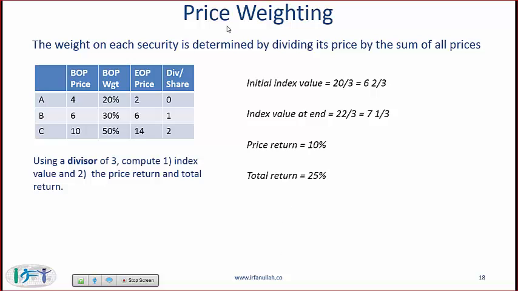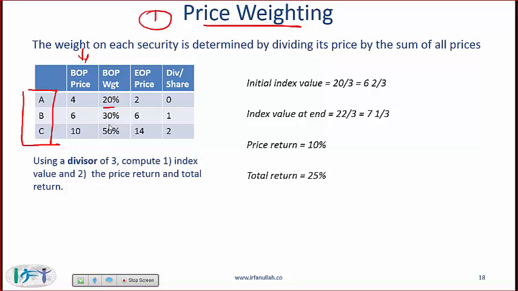Okay, now the various weighting mechanisms. One method which is used by the Dow Jones and the Nikkei is price weighting. The weighting on each security is determined by dividing its price by the sum of all prices. Simplistically, here is what's going on. So, beginning of period price shown over here. And just to set the context, you have an index with these three shares, A, B, and C, and you are given the beginning of period price.